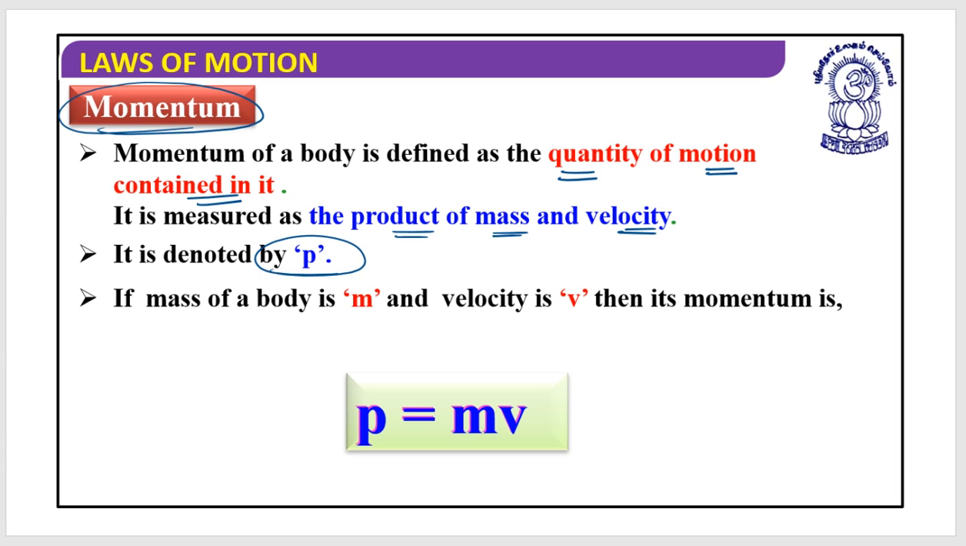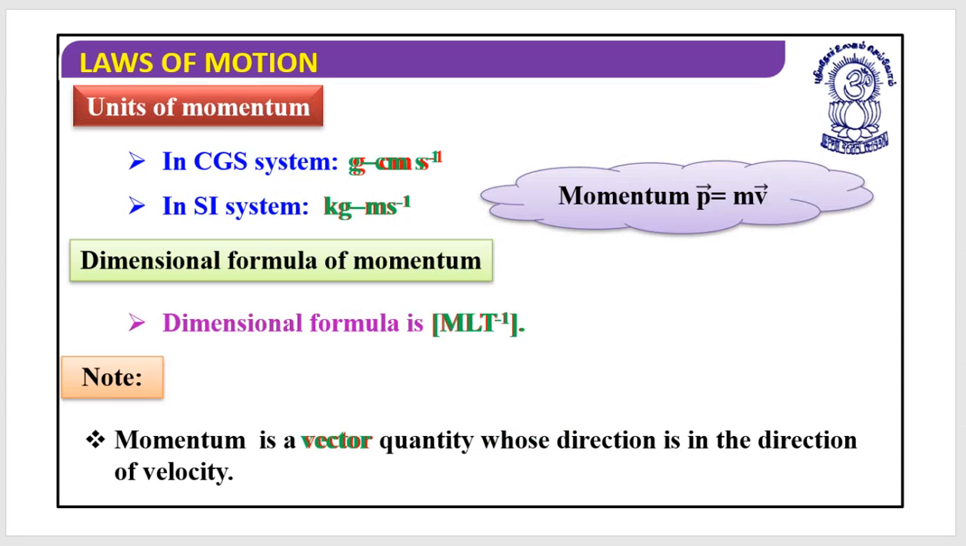If the mass of a body is m and velocity is v, then momentum can be written as P equals m into v. Yes, even in the previous classes, that means in 9th class, you have learned this. This is just a revision point of view. In CGS system, the unit of momentum is gram centimeter per second, because P equals m into v. And in SI system, it is kg meter per second.